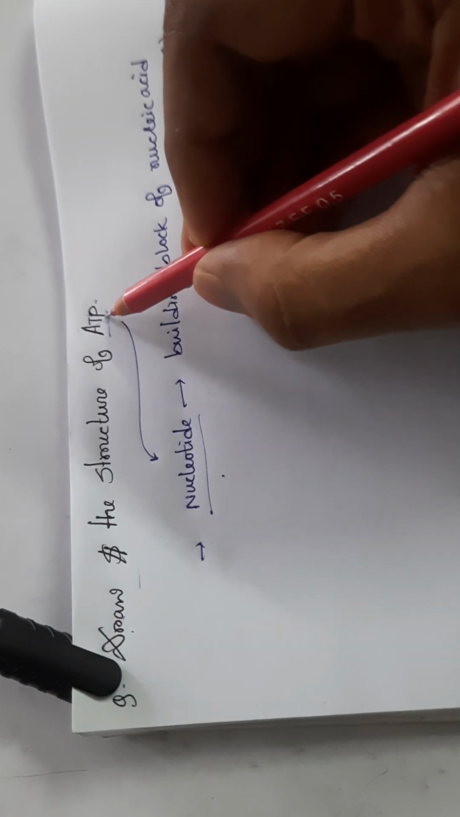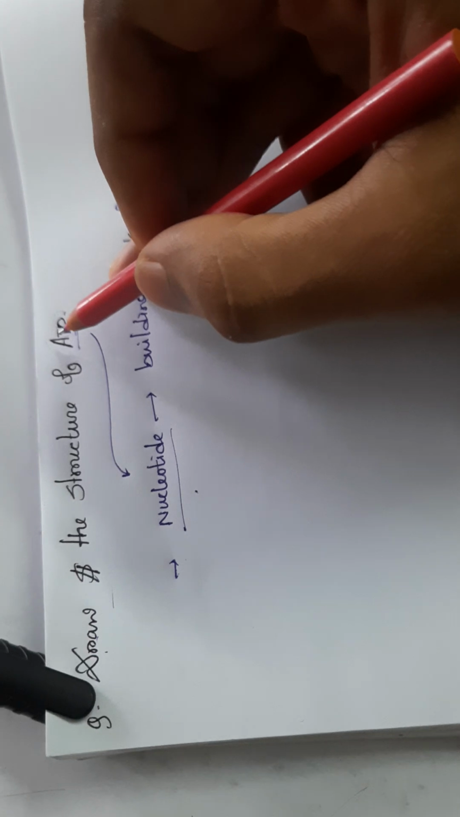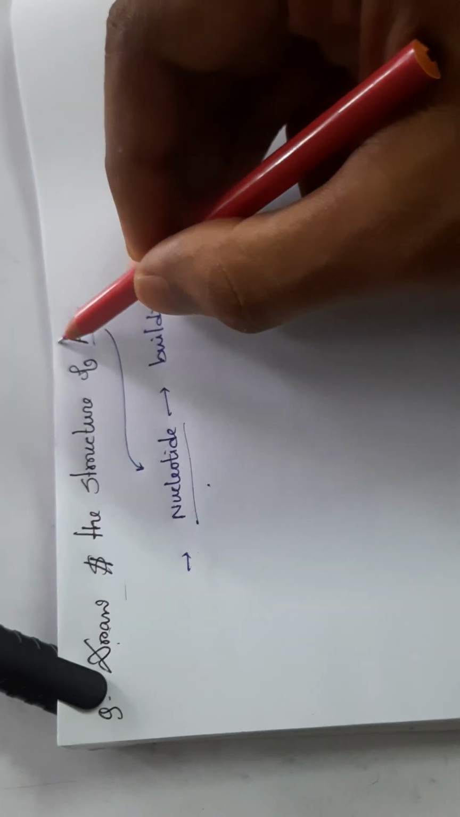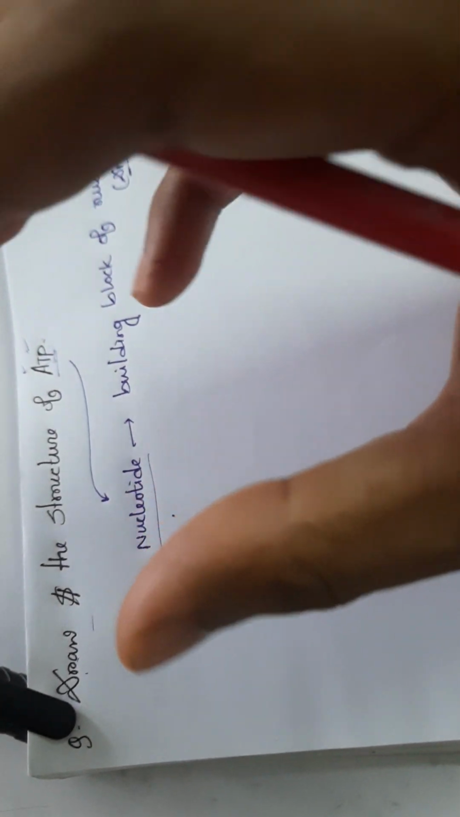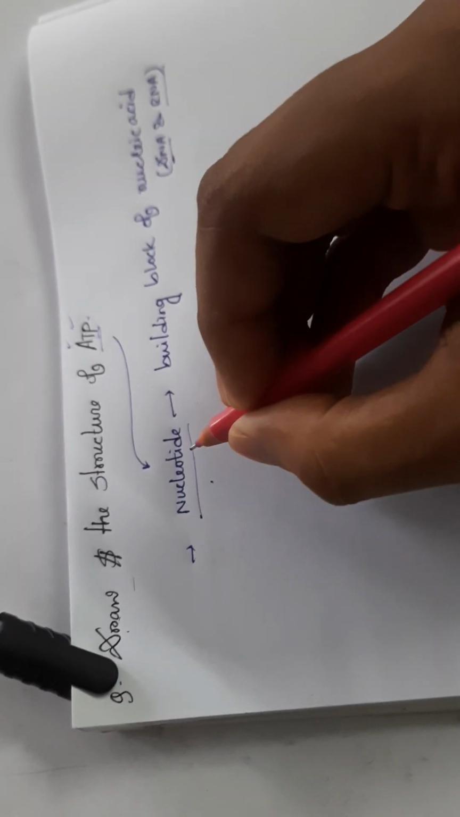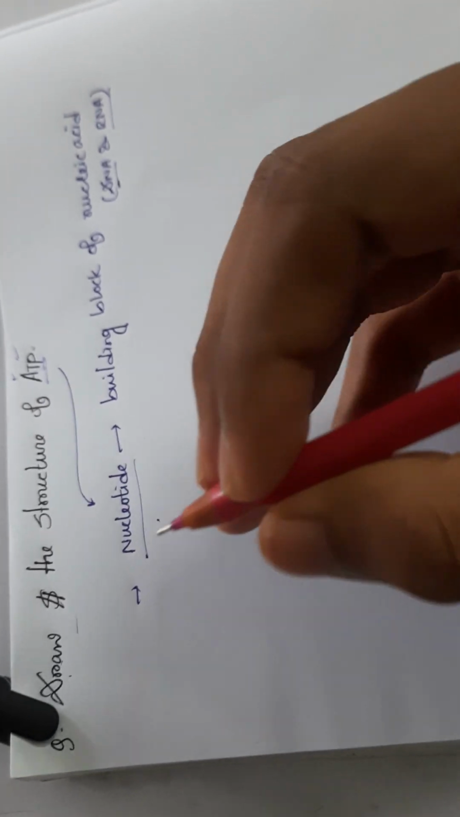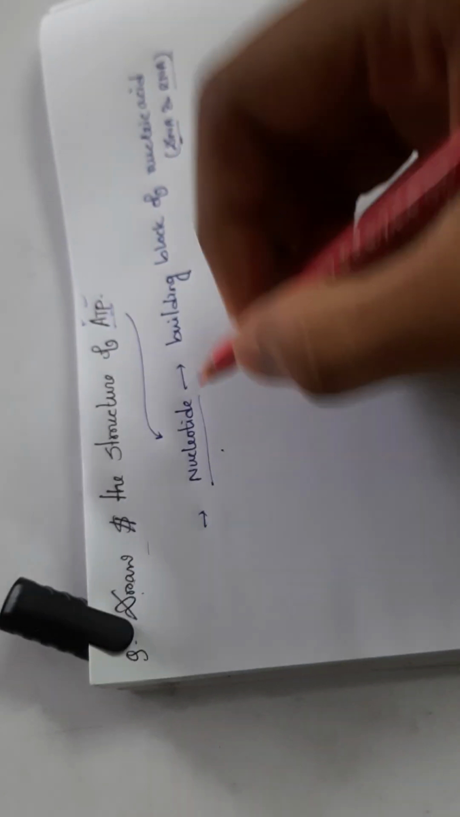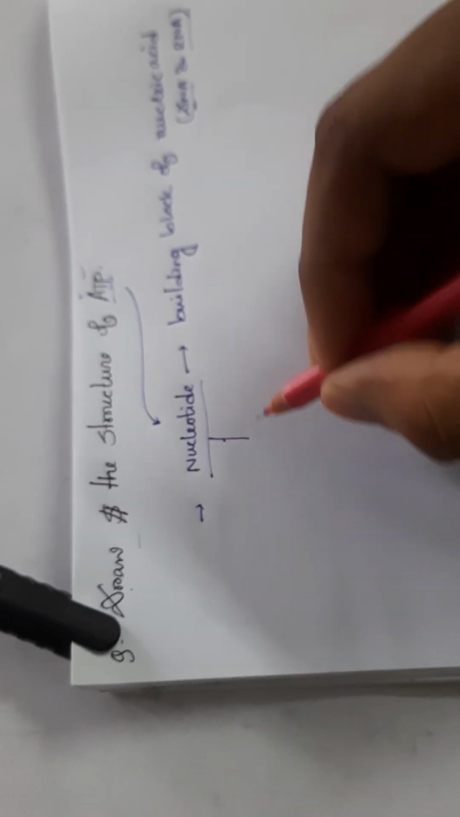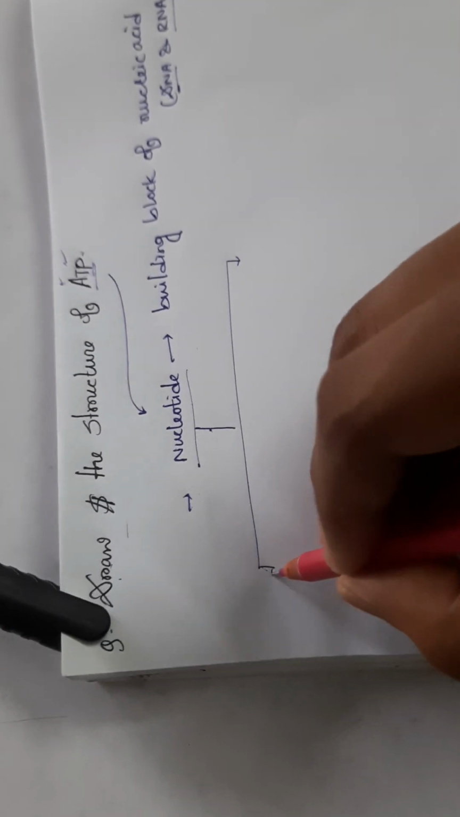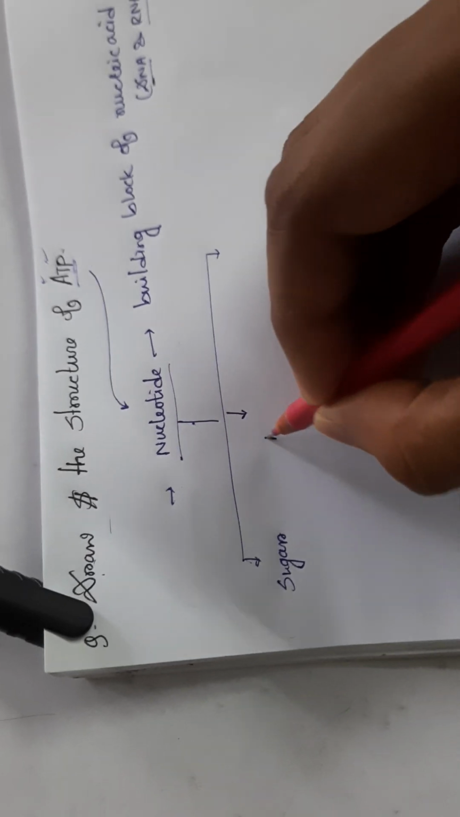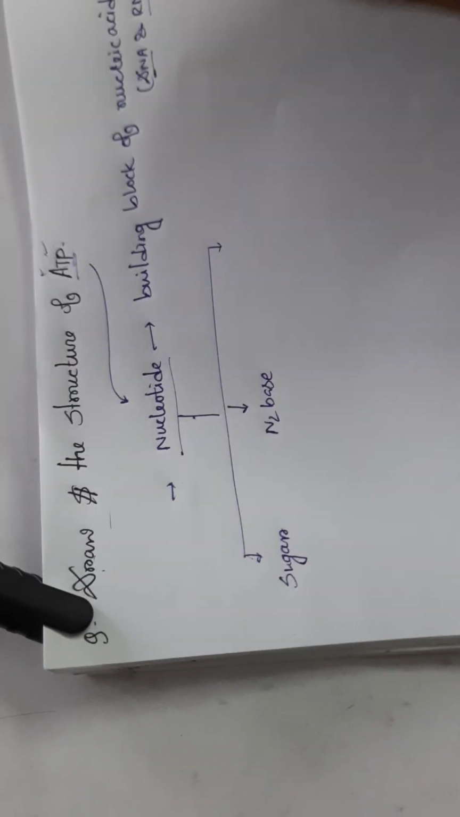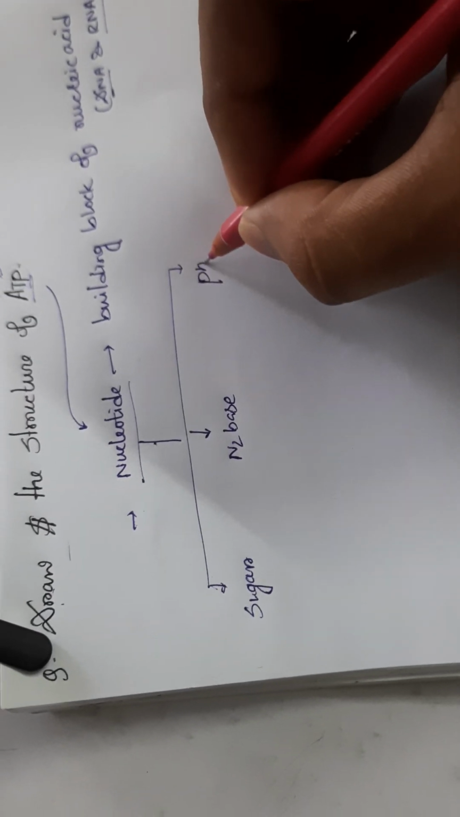So triphosphate means three phosphates are here, and adenosine means the purine group adenine. These two components are attached to the ribose sugar molecule. A nucleotide is generally made up of three major components: one is the sugar molecule, second is the nitrogenous base, and third is obviously the phosphate group.